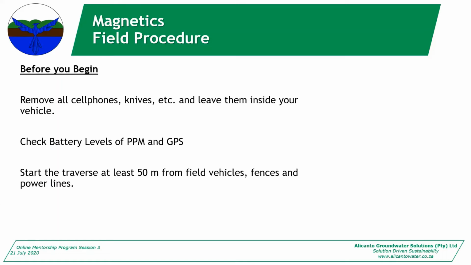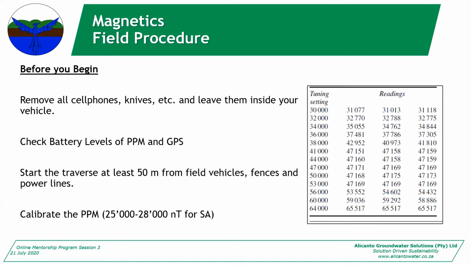Start the traverse at least 50 meters from your field vehicles, your fences, power lines, and then calibrate your Precession magnetometer. Usually we do 25 to 28,000 for South Africa. So up north here in Joburg, we'll do 28,000, but down in Cape Town and the southern Karoo areas, you might start at 25,000. And most of the newer models will have an automatic calibration.